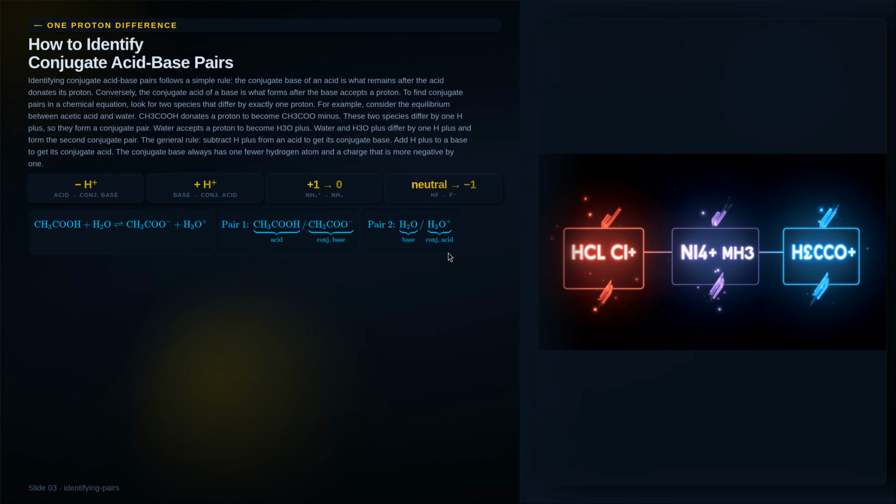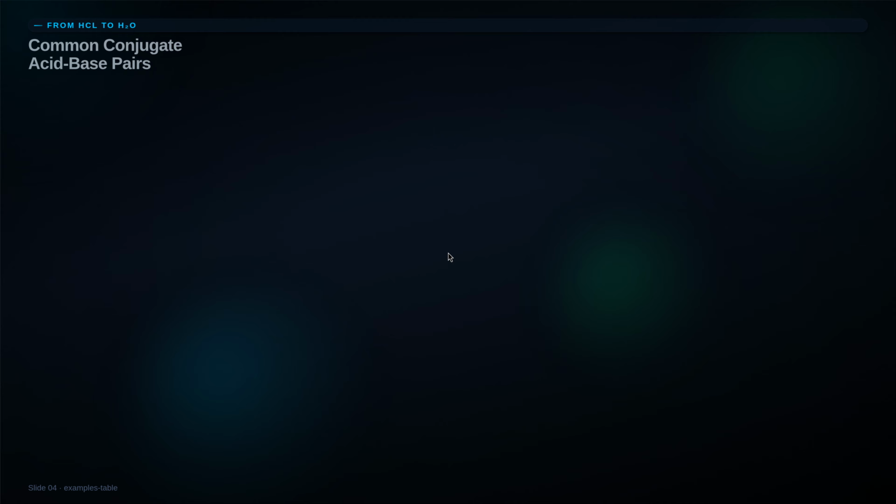The general rule: subtract H+ from an acid to get its conjugate base. Add H+ to a base to get its conjugate acid. The conjugate base always has one fewer hydrogen and a charge that is more negative by 1. For a neutral acid like HF, the conjugate base is F-. For a positively charged acid like NH4+, the conjugate base is neutral NH3.